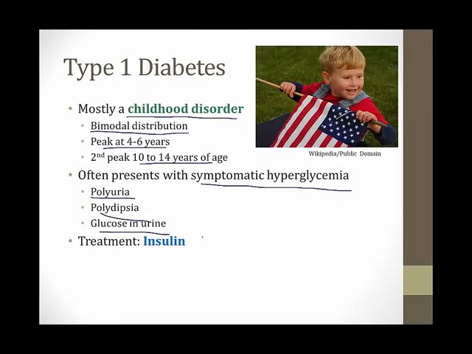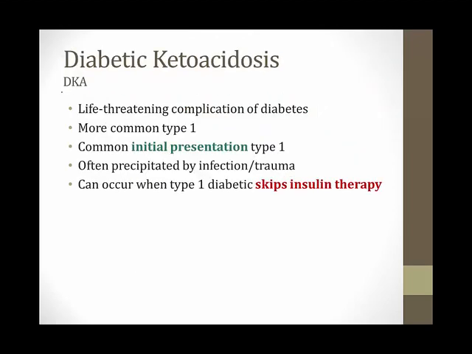And the treatment is to replace insulin. So children with this disorder require lifelong insulin. And I talk about treatment of type 1 diabetes in other modules. Diabetic ketoacidosis, or DKA, is a life-threatening complication of diabetes, and it is much more common in type 1. We'll talk about why in a minute.